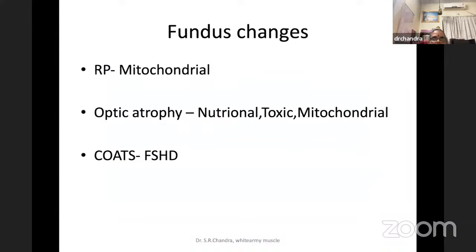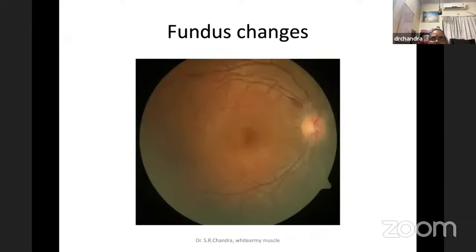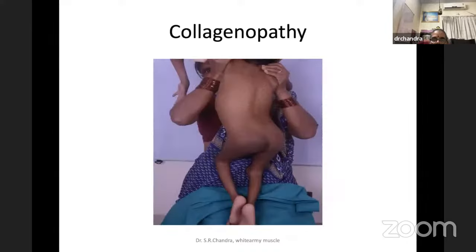This is asymmetrical ptosis. Then fundus changes in a patient with muscle disease: retinitis pigmentosa seen in mitochondrial disease, optic atrophy seen in nutritional, toxic and mitochondrial disease, and Coats disease seen in facioscapulohumeral dystrophy. And what you are seeing is vasculitic, you see linear hemorrhages that will be seen in inflammatory muscle disease. And this is a collagenopathy, with contractures which are part of the disease.